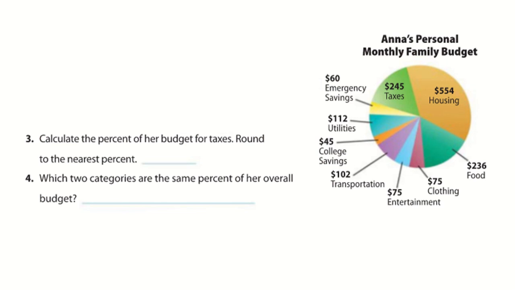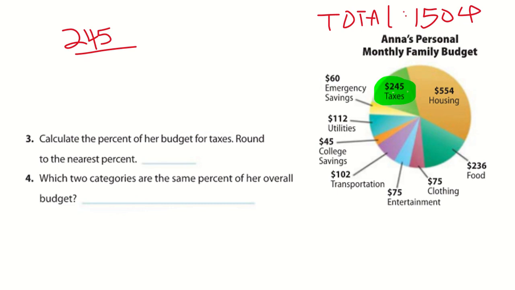Number 3, calculate the percent of her budget for taxes. Round to the nearest percent. So taxes, we focus on that. What is that as a percent? That's 245 over, remember the total? The total was 1,504. So 245 divided by 1,504 will give us our percent. Work that out.